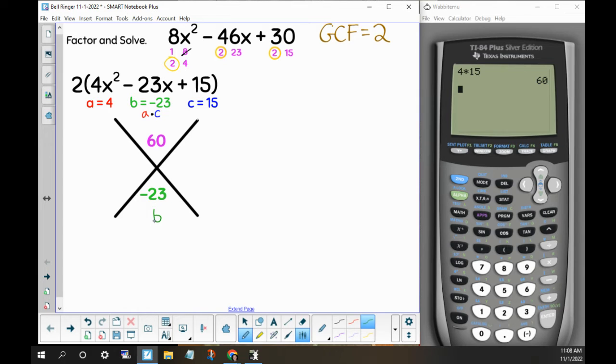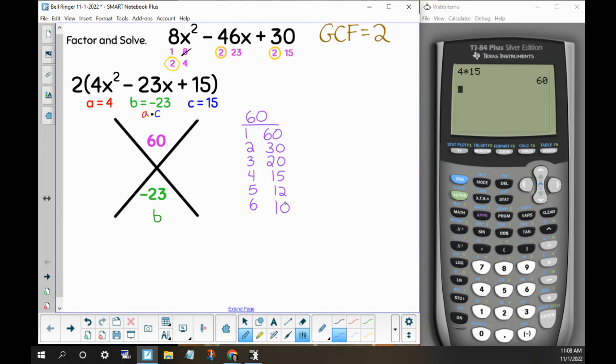Okay, so from there, we need to list our factors of 60. Now our factors of 60 are what, according to your sheet? We got 1 and 60, 2 and 30, 3 and 20, 4 and 15, 5 and 12, 6 and 10.